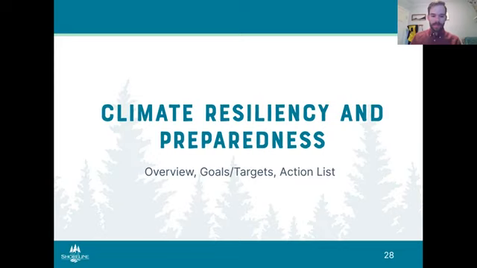So this next subject, shifting gears a bit, is climate resiliency and preparedness. We've broken these things out into focus areas, but obviously there's a lot of overlap. These are all very interconnected, whether we're talking about buildings, transportation, trees, or resilience. We've broken this out as a matter of convenience, but we recognize these are all very interconnected.